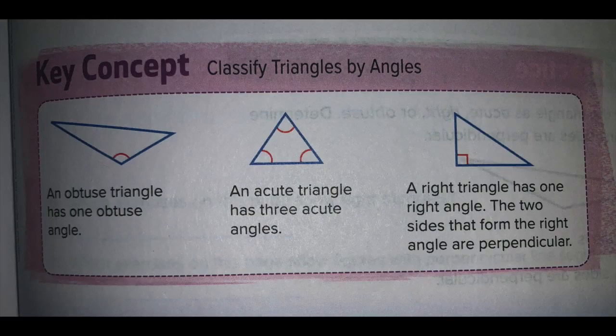So before you do the IXL, let's just review these 3 triangles real quick. So an obtuse triangle has one obtuse angle. Remember we said that you automatically know an obtuse triangle is an obtuse triangle when there's just one obtuse angle, just one. Then an acute triangle has 3 acute angles, so all the angles are acute. And then a right triangle has 1 right angle, or 90 degrees.